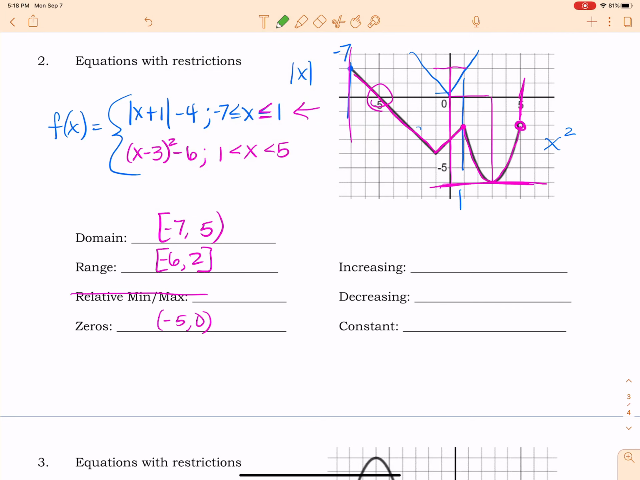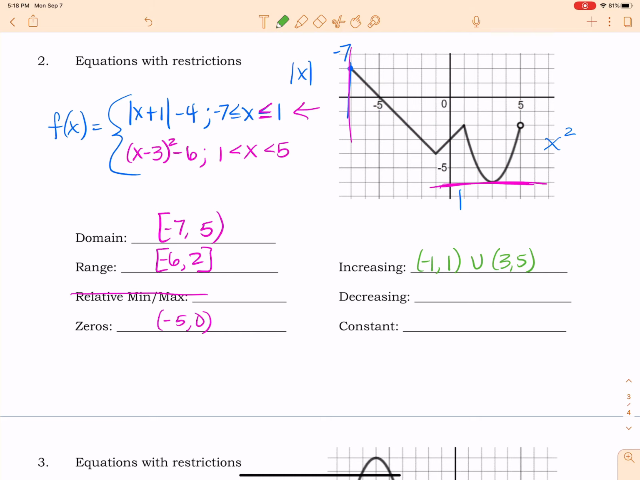Let's switch colors. All right, so as I look at this, as I'm reading the graph from left to right, see this is decreasing and then increasing, decreasing, increasing. So I'm increasing from x is -1 to +1. And again, at x equals 3 all the way to 5. Remember, increasing, decreasing, and constant, you always use the x-axis.